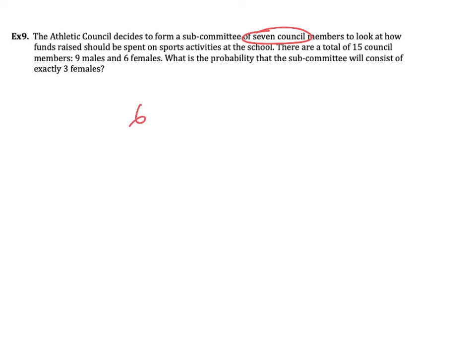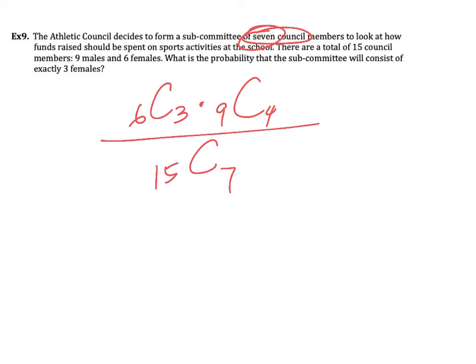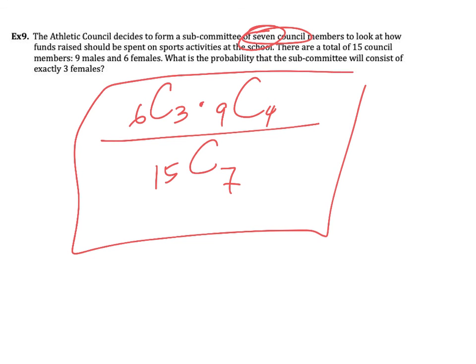So we have 6 females to choose from. The order in which I select them doesn't matter, so I'm going to use combinations. I'm going to choose 3 from the females. I have 9 males to choose from. I only have 4 people left over, so there's 4 males. There were 15 people to choose from. I want a 7-person committee. This is it. You can use your calculator to calculate, or you can just leave it like this. And that is the last problem.